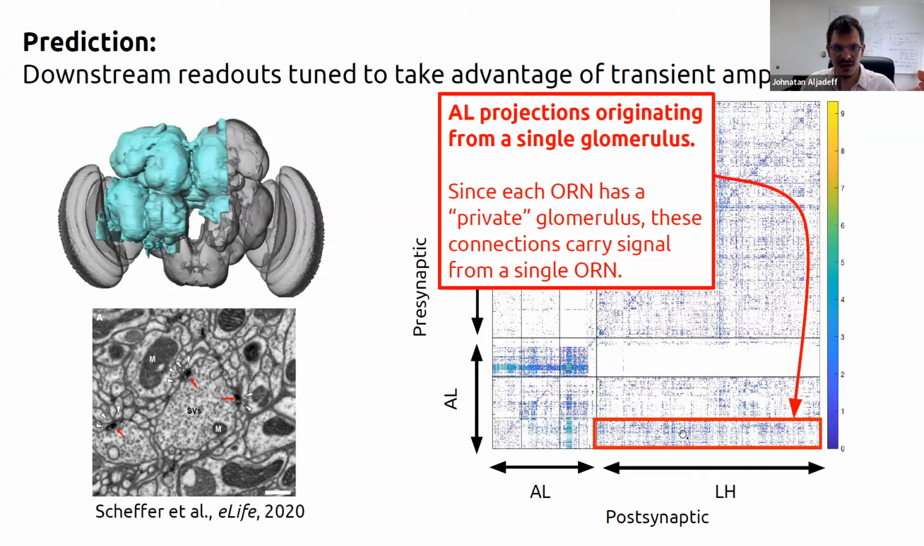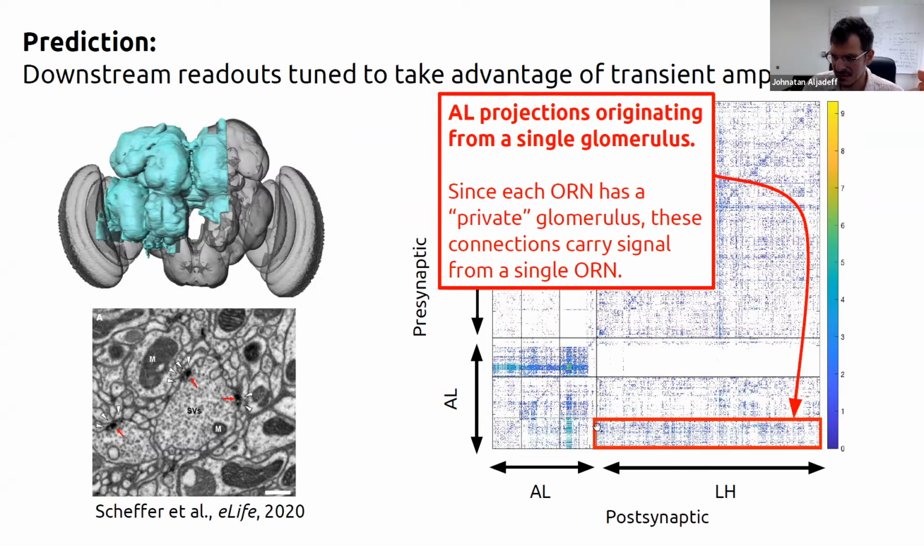Because our model can tell us something about how the signal is prepared at the level of the antennal lobe, we look at feed-forward connections from the antennal lobe to the lateral horn. And within that class of connections, we look at a subset. You see that this entire rectangle is connections from the antennal lobe to the lateral horn, but we only focus on this smaller rectangle.